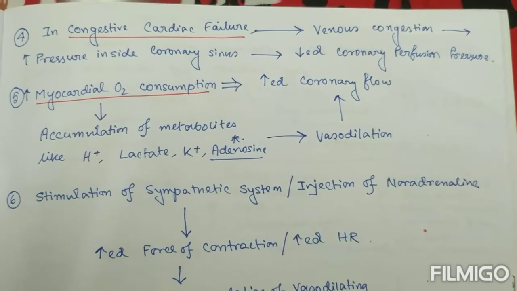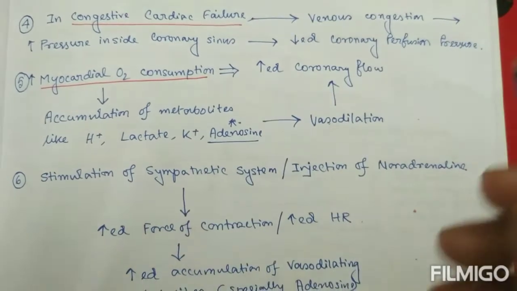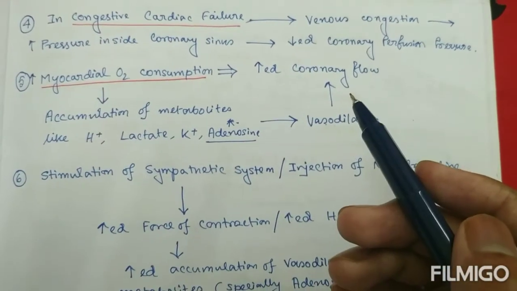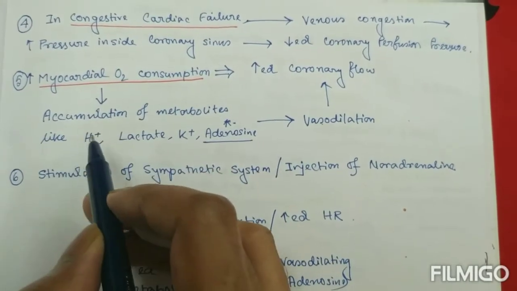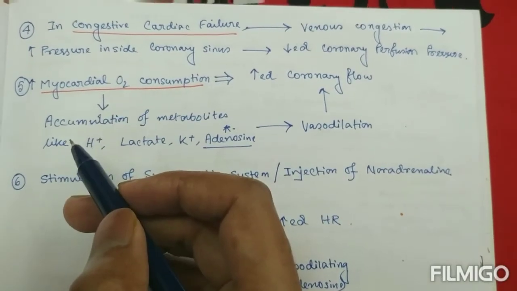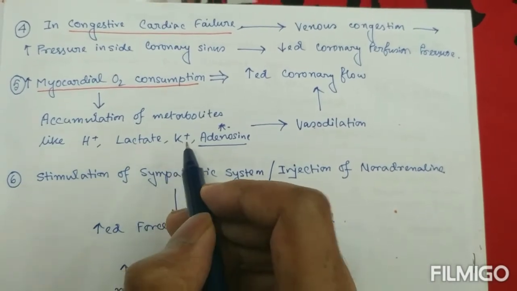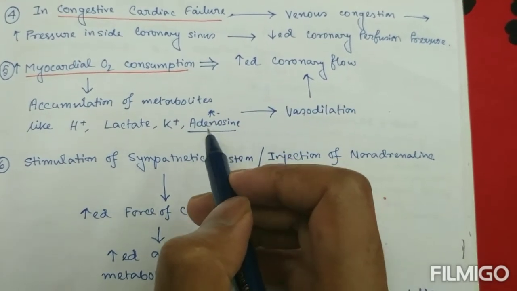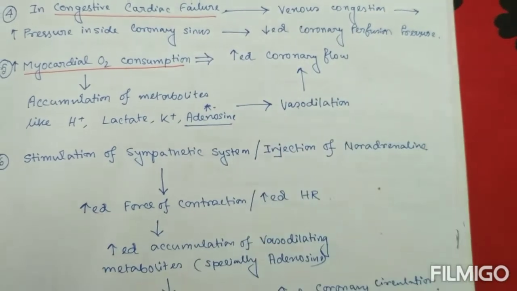In congestive cardiac failure, venous congestion causes increased pressure inside the coronary sinus and this causes reduced coronary perfusion pressure. In case of increased myocardial oxygen consumption, finally there is increased coronary flow. It is because there is accumulation of some metabolites due to increased oxygen consumption. And the metabolites are like H+, lactate, potassium and more importantly adenosine, which is a potent vasodilator and causes vasodilation, that means more coronary flow.